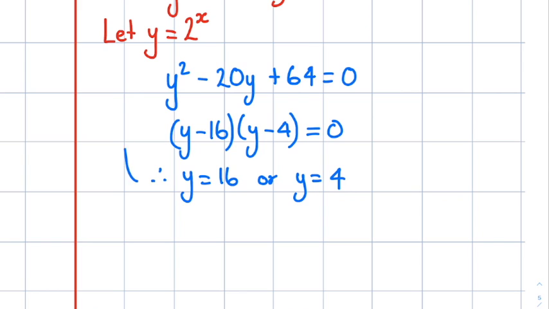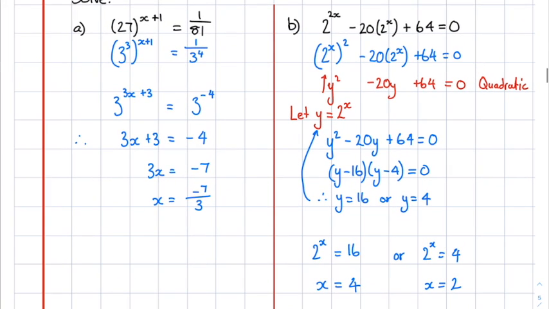Now, let's use the fact that we said let y equal 2 to the power of x to continue to solve. If 2 to the power of x equals 16, well, 2 to the power of what is 16? 2 to the power of 4. Or 2 to the power of x equals 4, so x equals 2, because 2 squared equals 4. And there's our solution to this question.